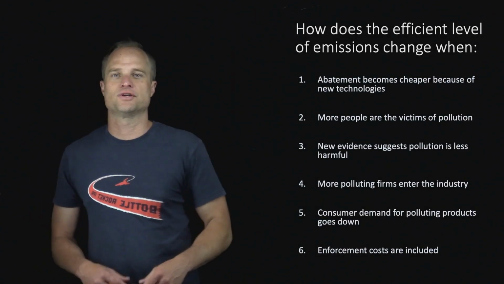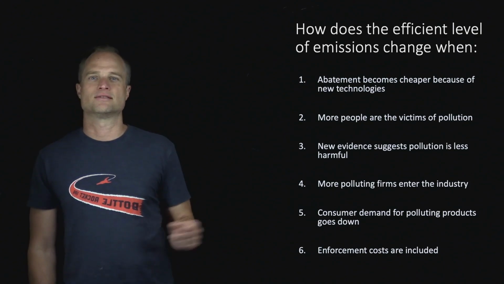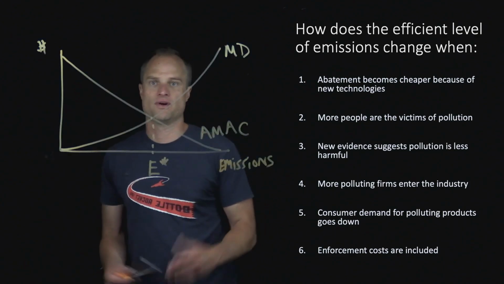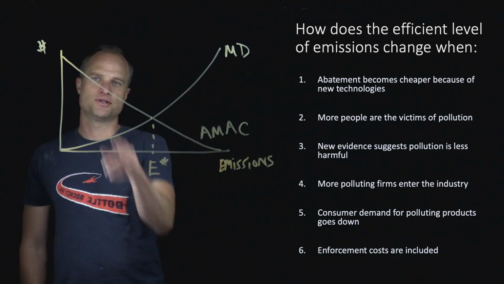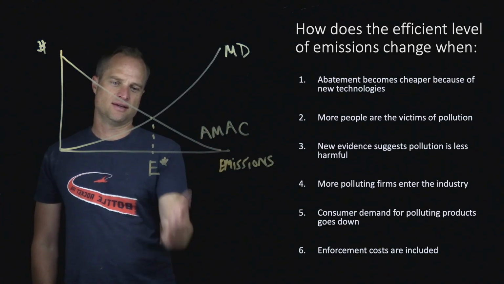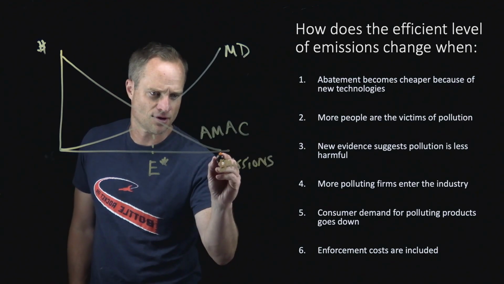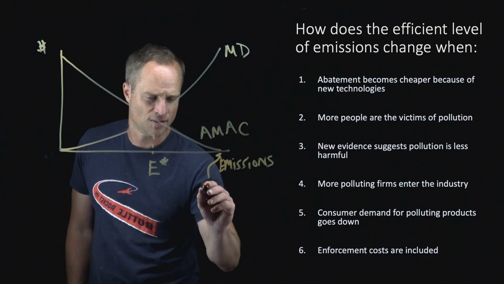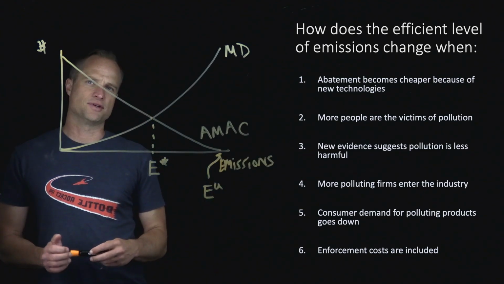Let's use our model of efficient emissions control to see how that efficient level changes when some of the important determinants change. There we have our baseline model. E star indicates the efficient level, marginal damage, aggregate marginal abatement cost, and this would be the efficient level of emissions control. And we could recall that this point here would be what you consider the unregulated level of emissions.